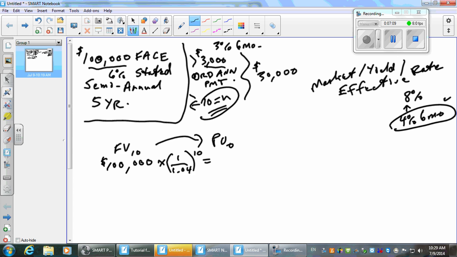Come on, somebody, look at the table real quick. 10 periods, 4%. Everybody should be looking at it. 6756. What's worth 67.5 cents? $1 received 10 periods from now, discounted at 4% per period, right? Everybody agrees, right? Okay, so how much is that portion of the bond, the face amount, worth? 67,560. Everybody good? That's it.